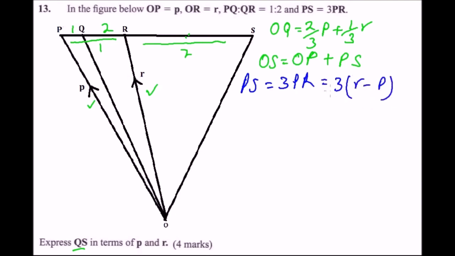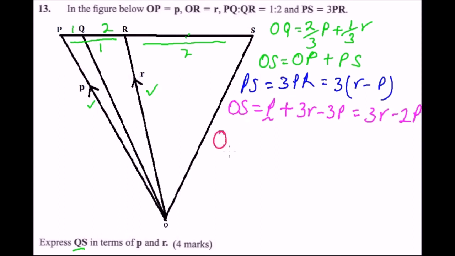We now have PS, so we can go back now and express our OS. OP is P, plus our PS, which is 3R minus 3P, and that will give us 3R minus 2P. So that is our OS. So we now go to our vector here, QS.